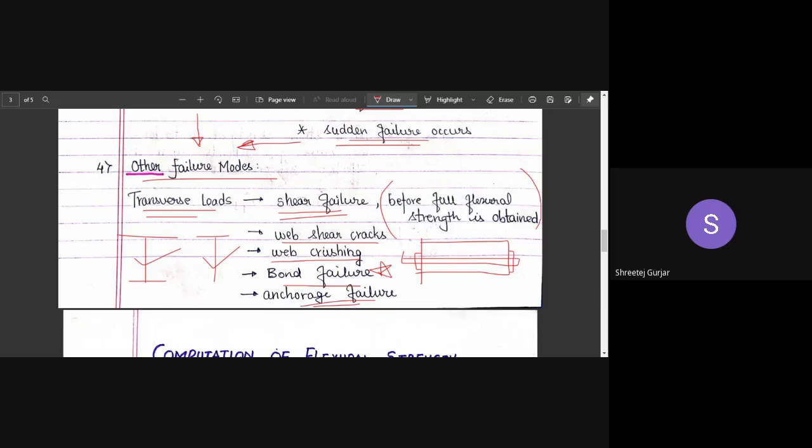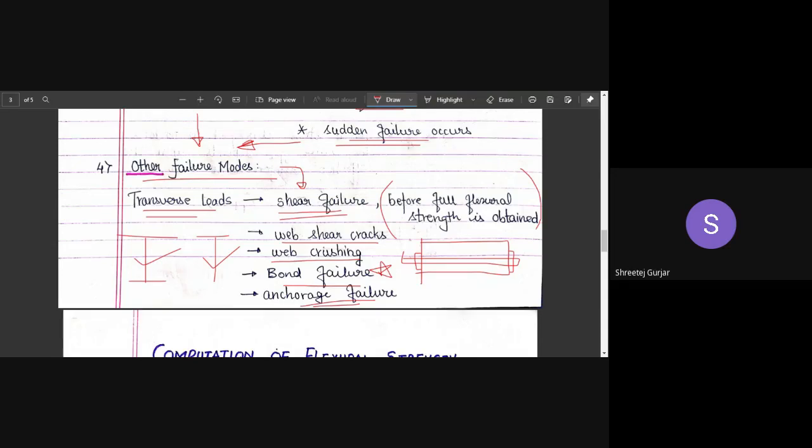If your anchorage is not able to hold the steel in place, your steel will move, it will slip, and your beam will fail. There will be loss of pre-stress. So these are various other kinds of failures. Mainly the first three are important. Also, you can list down the various other failures. So this is regarding failure of beam in flexure.